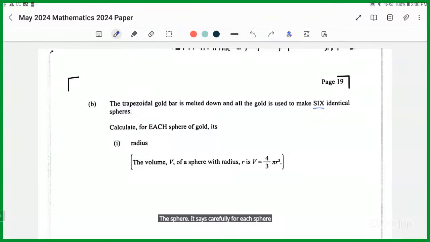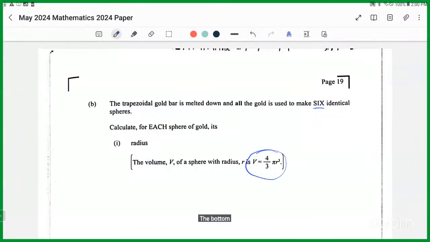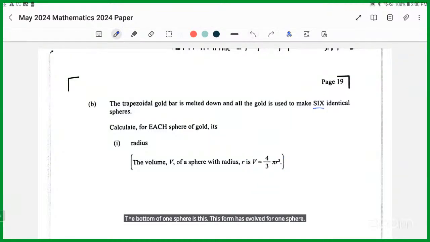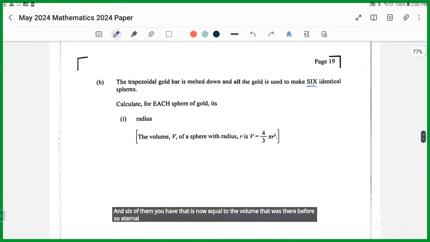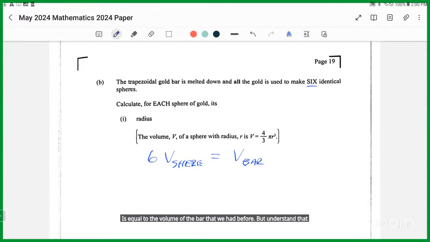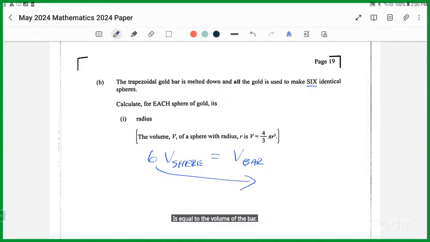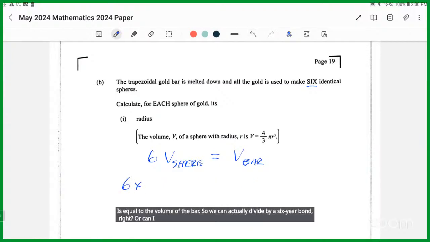All right. So what do we know is going to be preserved? Volume is going to be preserved. The total volume of the bar is now going to be the total volume of the 6 identical spheres. The volume of one sphere is this formula. And the 6 of them is now equal to the volume that was there before. So 6 times the volume of a sphere is equal to the volume of the bar. We can actually divide by the 6 here if we want.